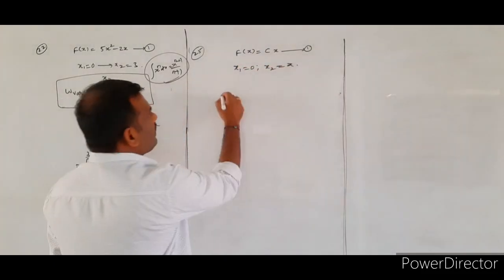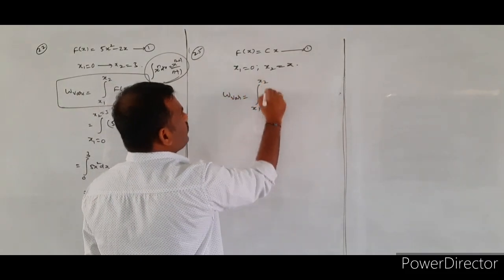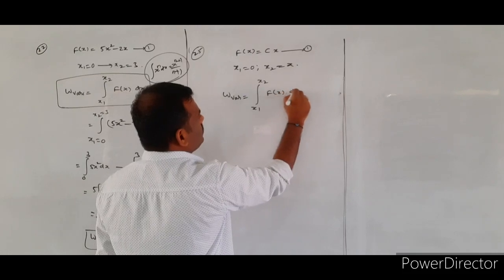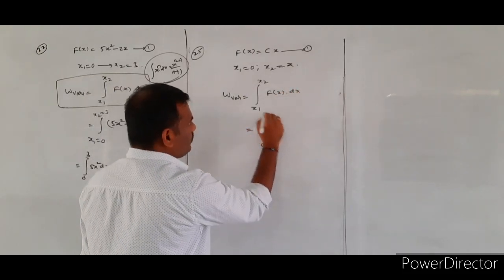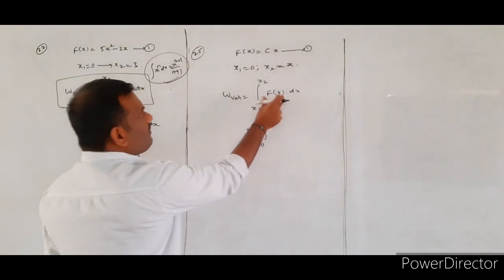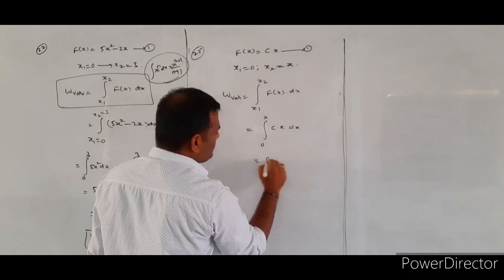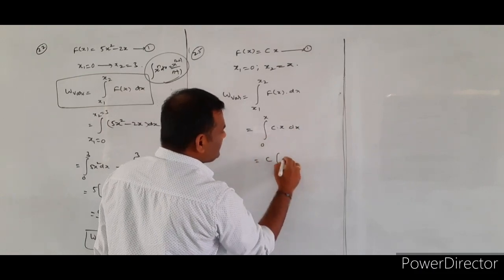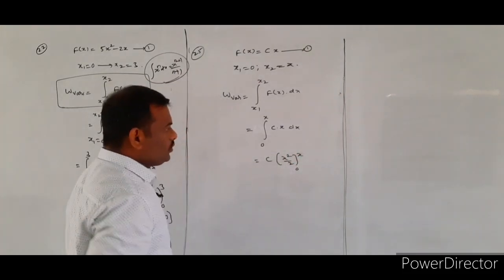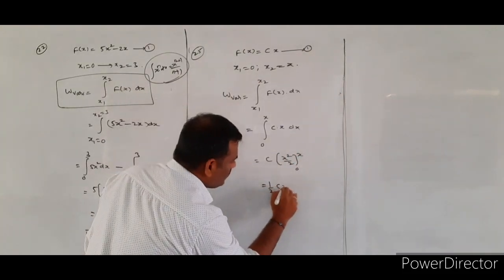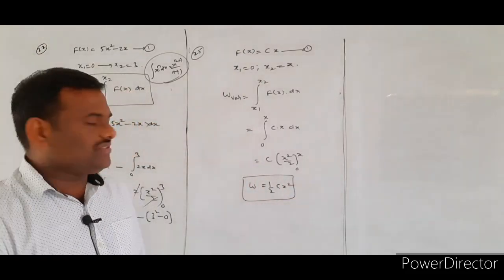Work done by the variable force. What is the formula? Integral x1 to x2 of f(x) dx, with limits from 0 to x. f(x) value is equal to what? C into x dx. Here c will be constant. Integral x dx is what? x square by 2, limits from 0 to x. Therefore, that value is equal to half c x square.